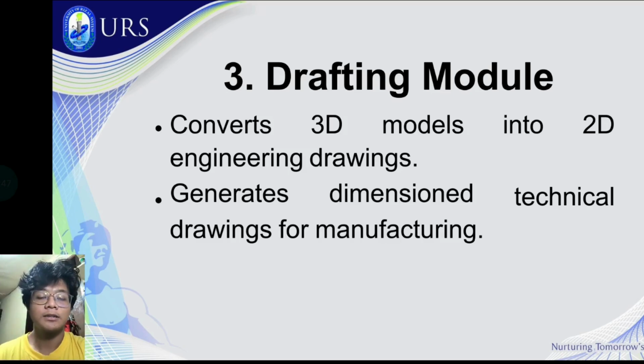Next one is the Drafting Module. After you get your 3D model, you need 2D drawings to actually manufacture the thing. This module turns your 3D model into proper blueprints with dimensions.